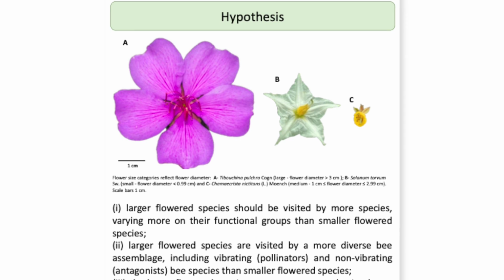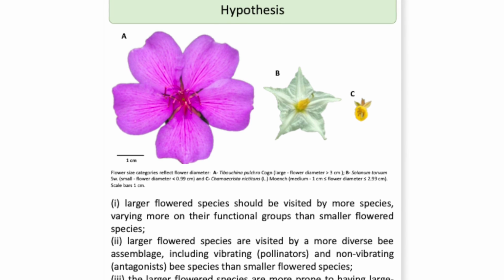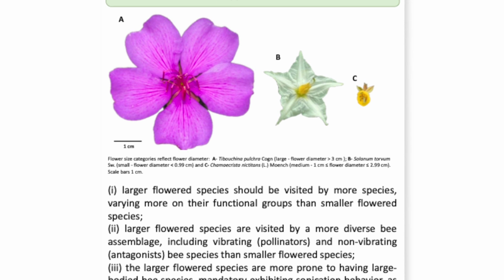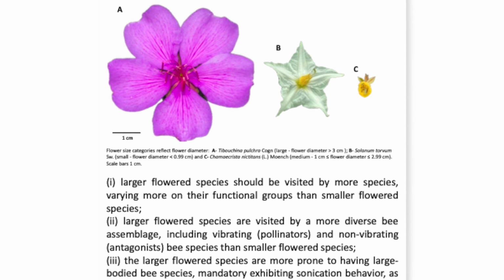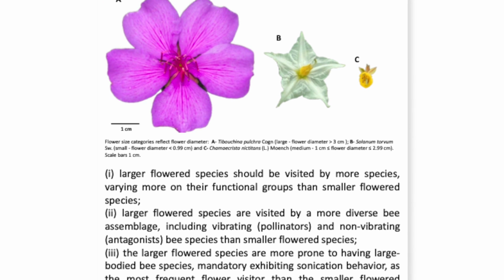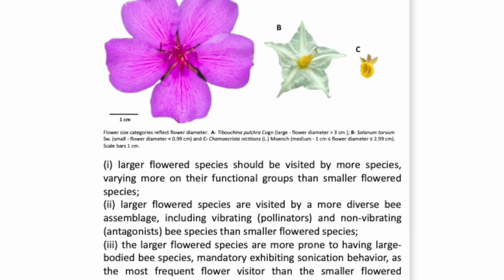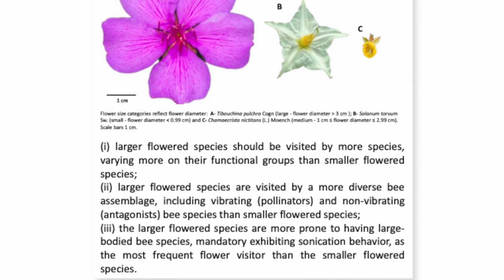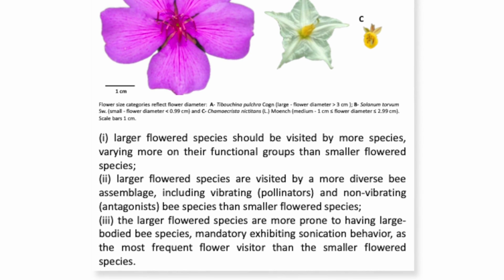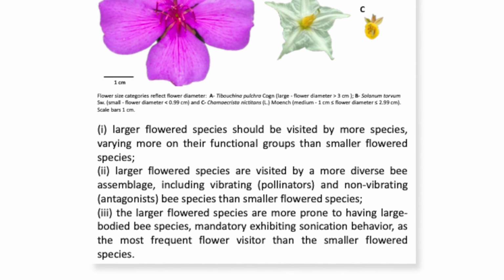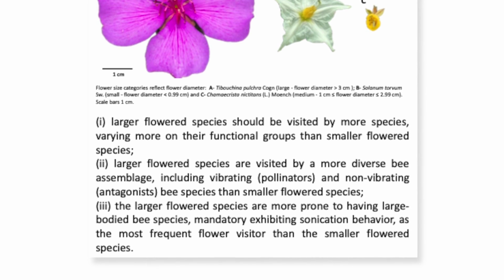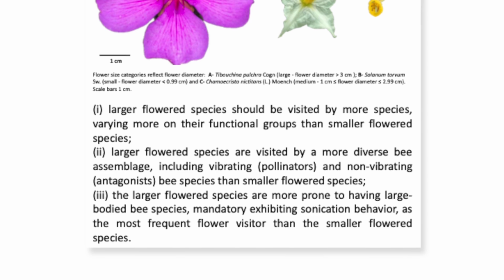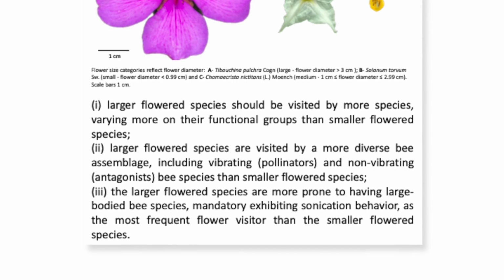Our hypotheses for this relationship are the following. Larger flowered species should be visited by more species, varying more in their functional groups than smaller flowered species. Larger flowered species are visited by a more diverse bee assemblage, including vibrating pollinators and non-vibrating antagonist bee species, than smaller flowered species. The larger flowered species are more prone to having large-bodied bee species, mandatorily exhibiting sonication behavior, as the most frequent flower visitor than the smaller flowered species.